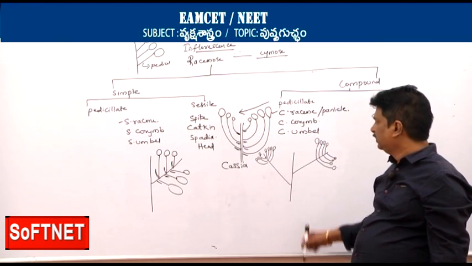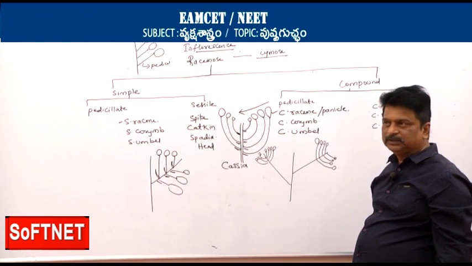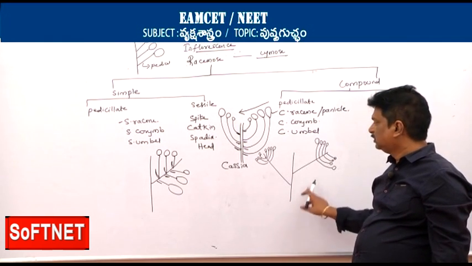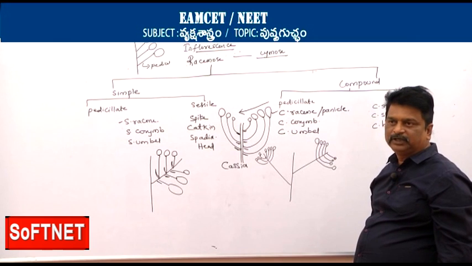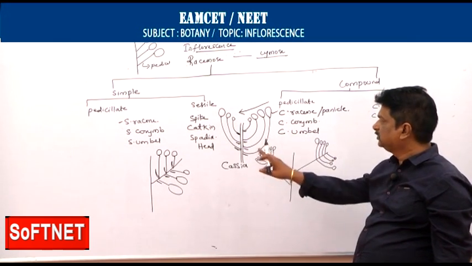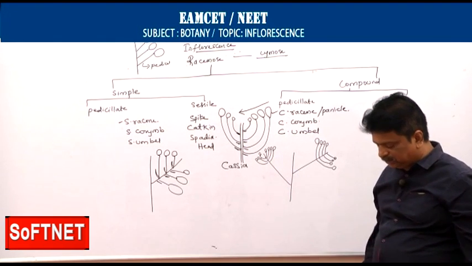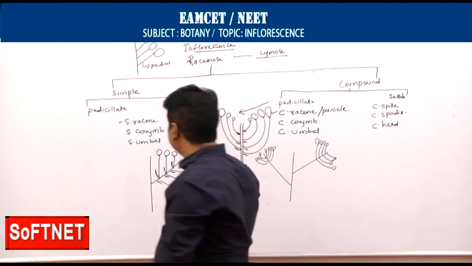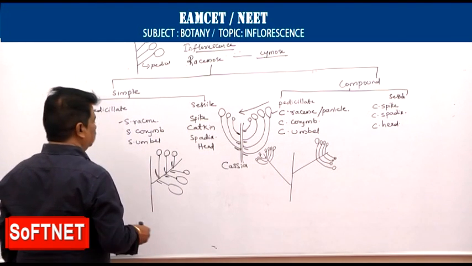Compound corymb example is cabbage, or Brassica oleracea variety capitata. This is simple corymb and compound corymb. The next one is simple umbel.